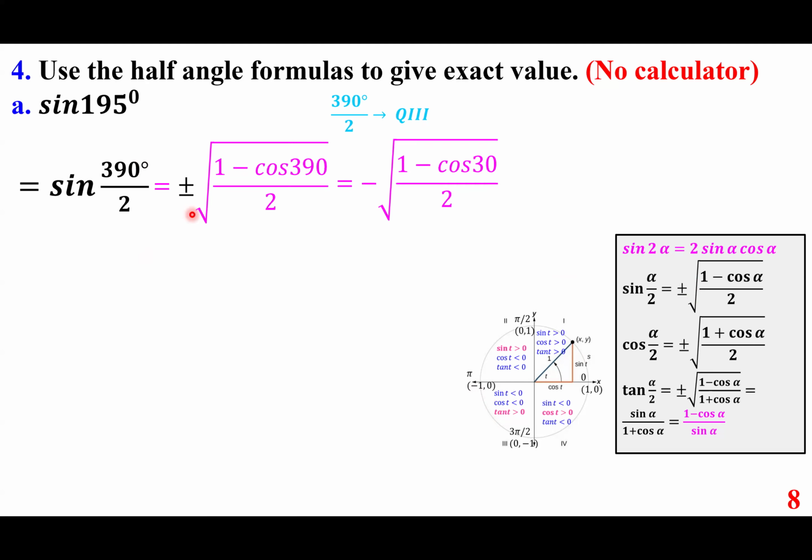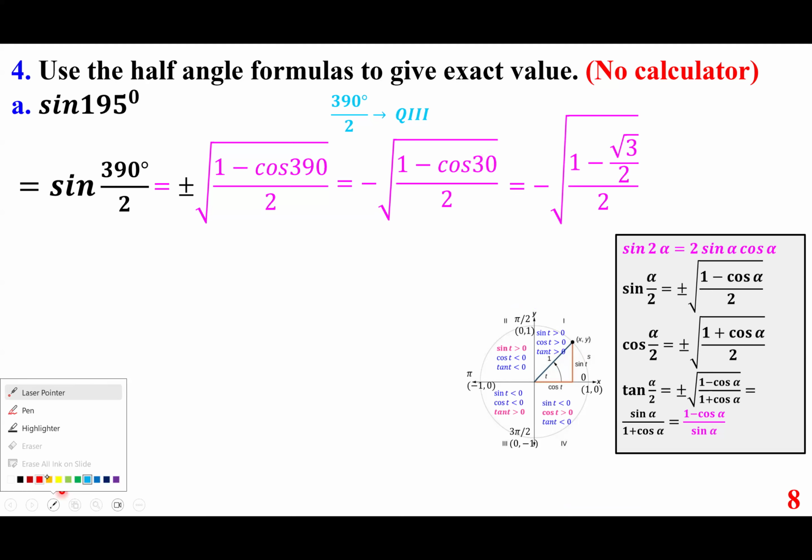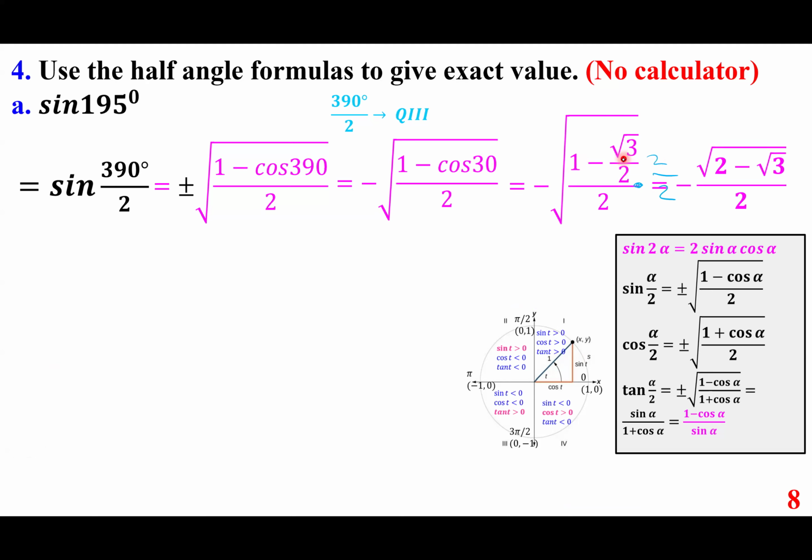Of course, 390 is 360 plus 30, so it's the same as cosine of 30, which is square root of 3 over 2. We can multiply this by 2 over 2. I hope you see the bottom becomes 4, comes out as 2. 2 times 1 is 2, and this one, the denominator goes away, you're done. Negative square root of 2 minus square root of 3 divided by 2.